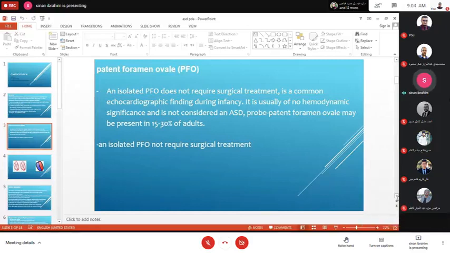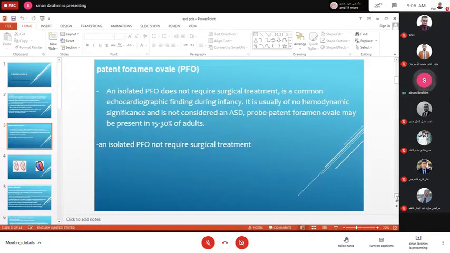Patent foramen ovale, we hear such a term or word in the echo reports. It does not usually require surgical treatment. It is a common echo finding during infancy, and it is usually of no hemodynamic significance, and it is not considered an atrial septal defect. Patent foramen ovale may be present in about 15 to 30% of the adult population.